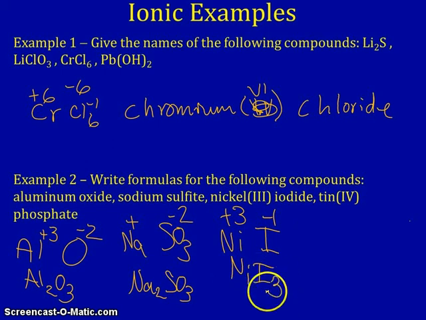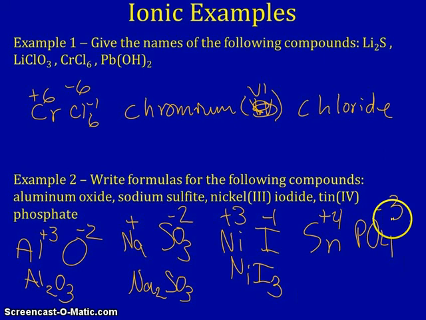NiI3. And then tin 4 phosphate. Tin is Sn. It is +4 according to this. Phosphate is PO4, -3. So I get 3 tin atoms and 4 of the phosphate unit inclusive.